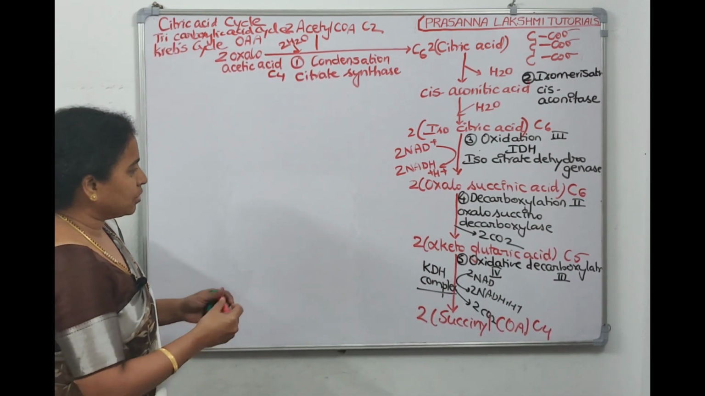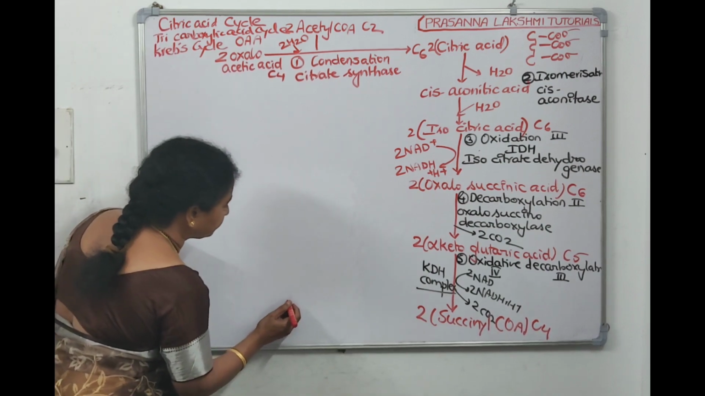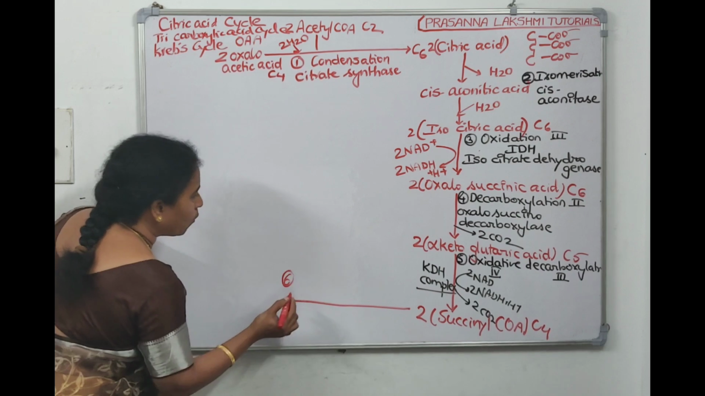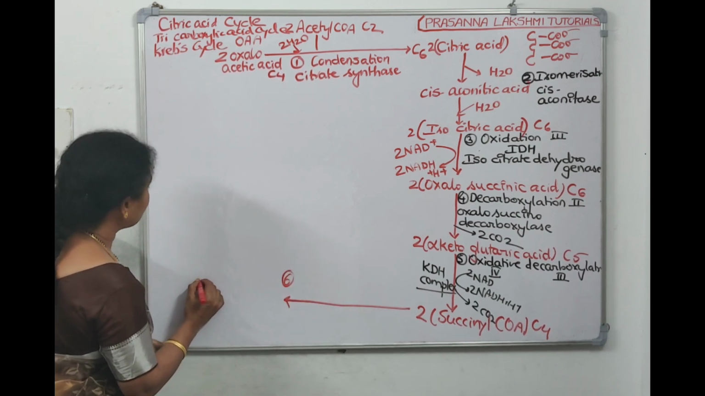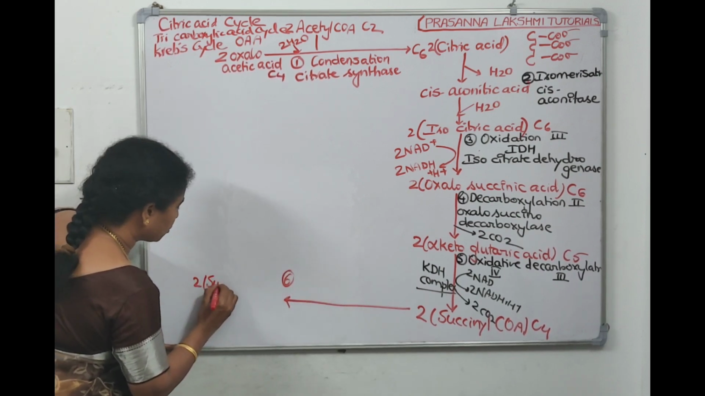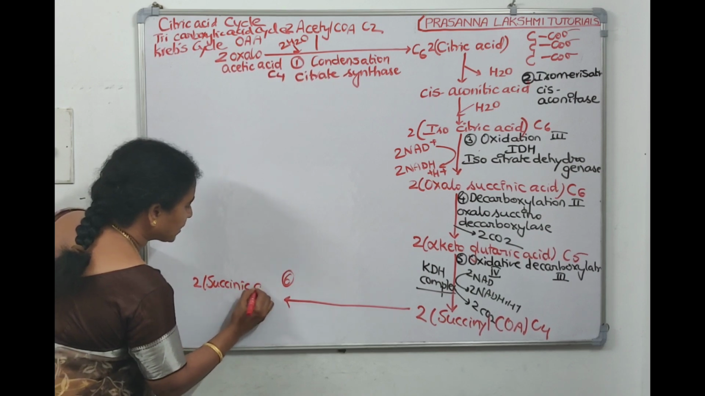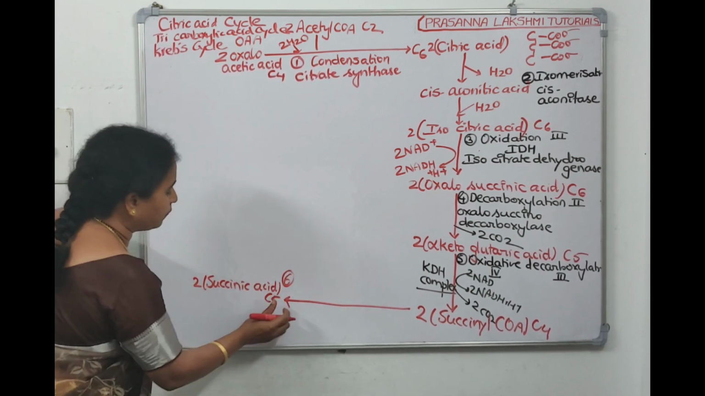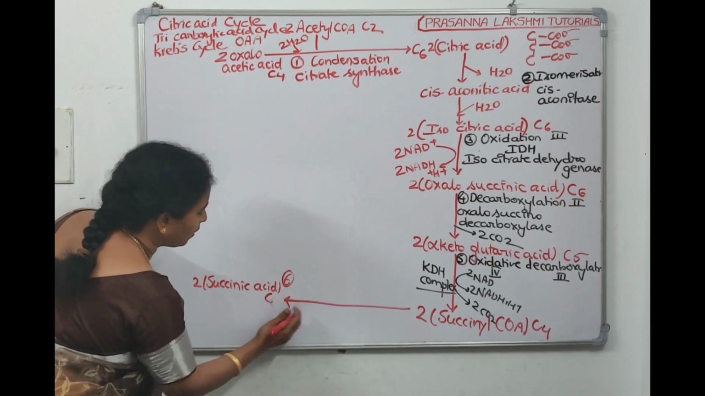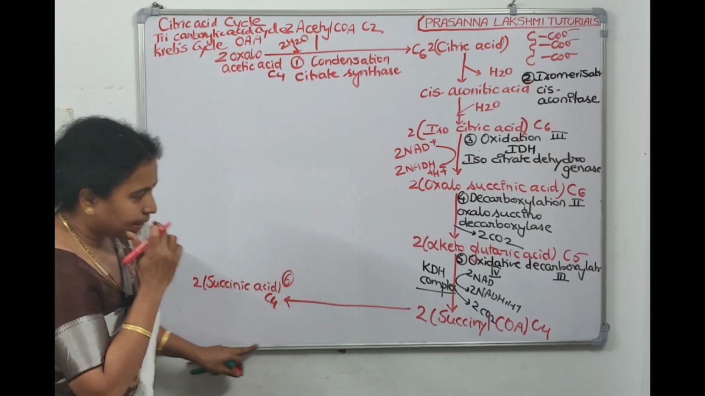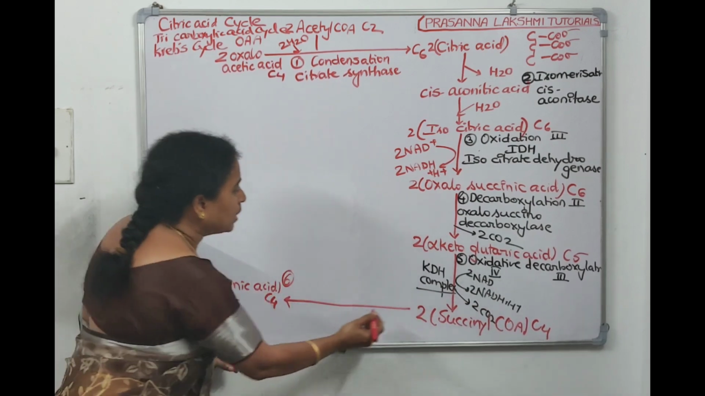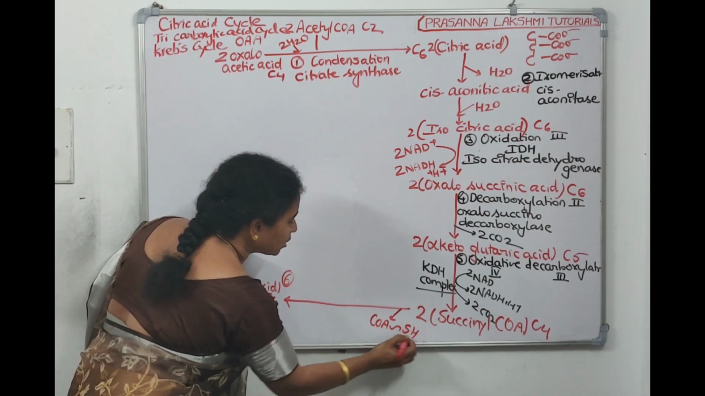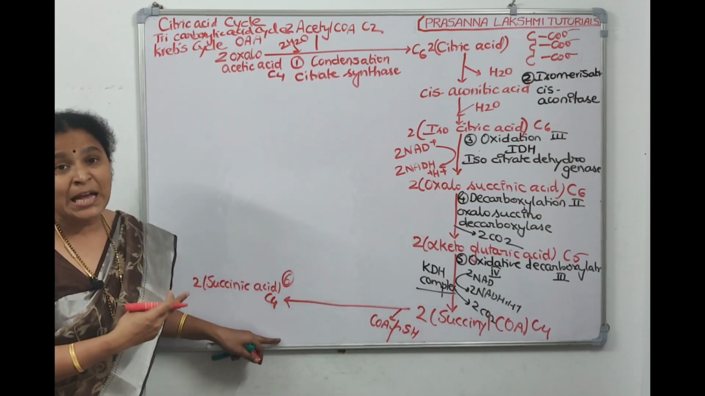Now the next reaction will be reaction number 6, where succinyl CoA gets converted to 2 molecules of succinic acid, which is a 4-carbon compound. So this also will be 4. We are just removing coenzyme A here. So when we are removing CoASH, this bond will break up. That is a high energy bond.